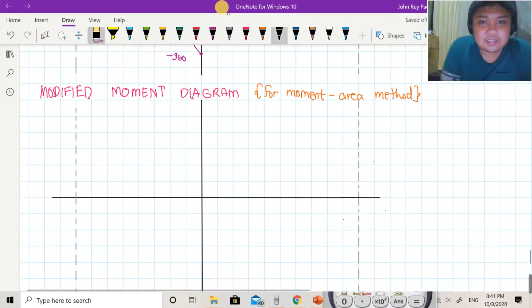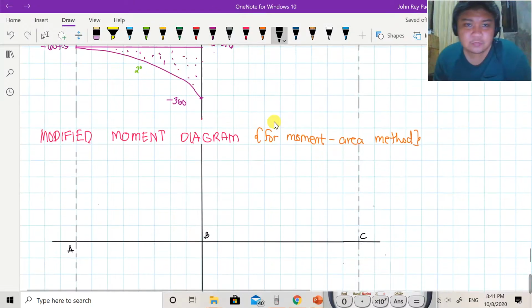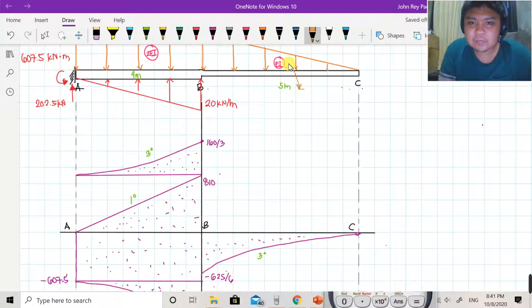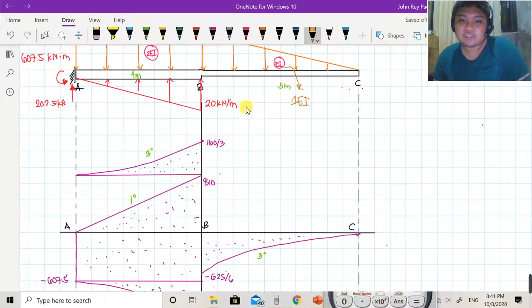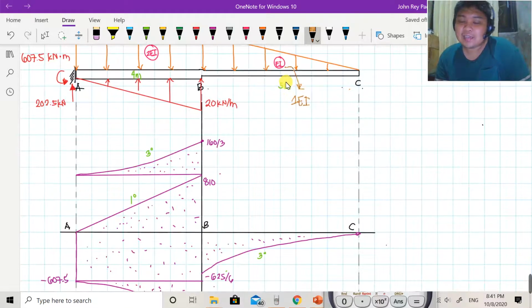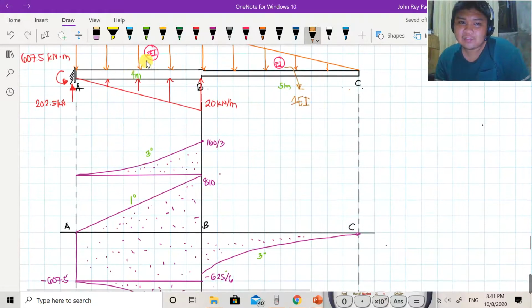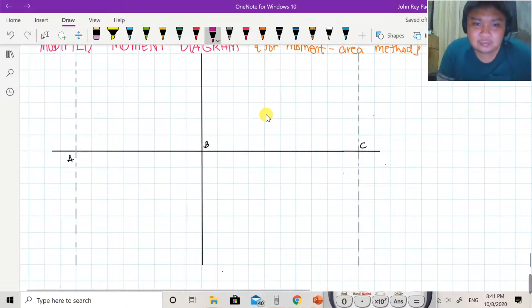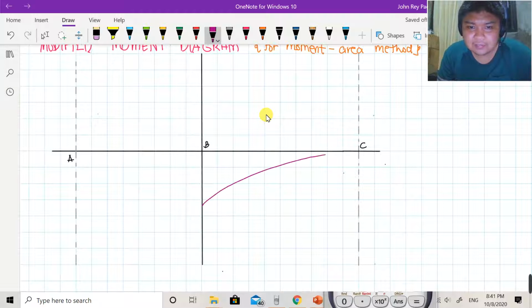So, kung titingnan natin, class, lagyan ko pala A, B, C. So, dito muna tayo sa BC, kasi yung kanyang flexural rigidity ay EI. So, in other words, 1 EI lang naman siya, in mathematics. So, there is no need to modify the right part. Ulitin ko, since EI din naman siya, class, there is no need to modify the right part. Ang imo-modify lang natin is yung nasa left because may 2 EI siya. So, yung right, walang problema, class. All we need to do is to copy that as is.